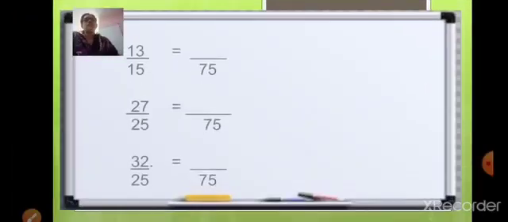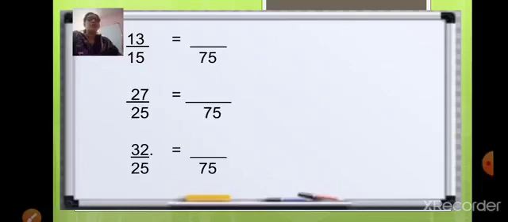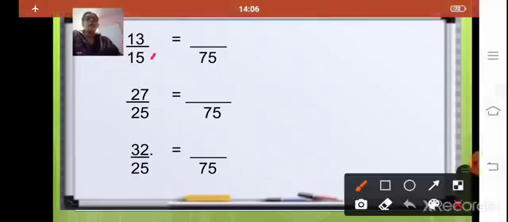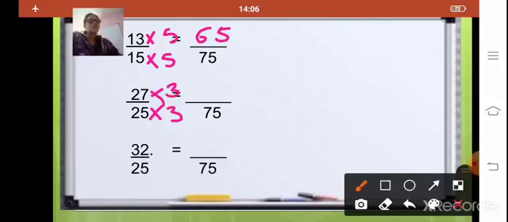Okay. Same way, let us take the third, fourth and fifth fractions now. Third one is 13 upon 15. Again here 15 multiplied by 5 will give you 75. Same way 13 into 5 will give you 65 upon 75. Same way 25 multiplied by 3 gives you 75. Numerator also you will multiply it by 3. So 27 into 3 is 81 upon 75.